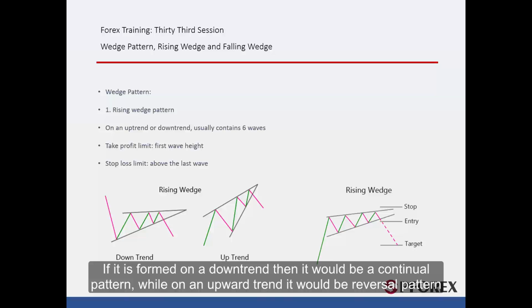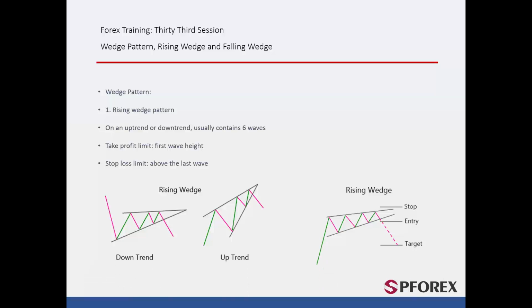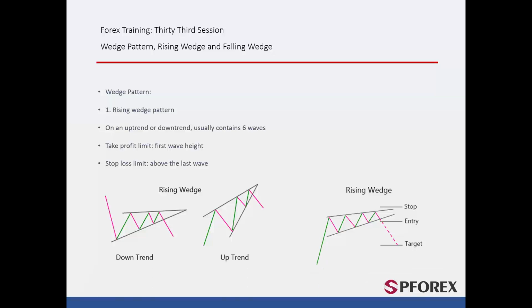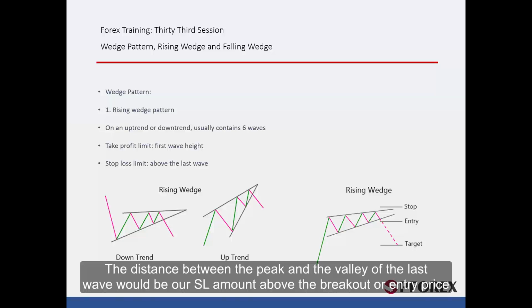If it is formed on a downtrend, then it would be a continual pattern, while on an uptrend it would be a reversal pattern. The distance between the peak and the valley of the first wave could be our TP amount below the breakout point. The distance between the peak and the valley of the last wave should be our SL amount above the breakout or entry price.